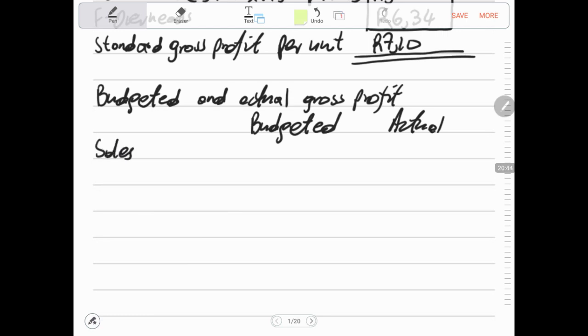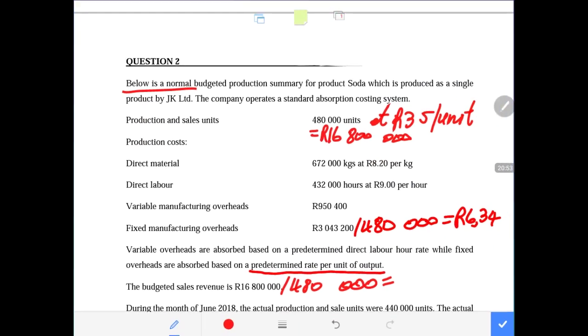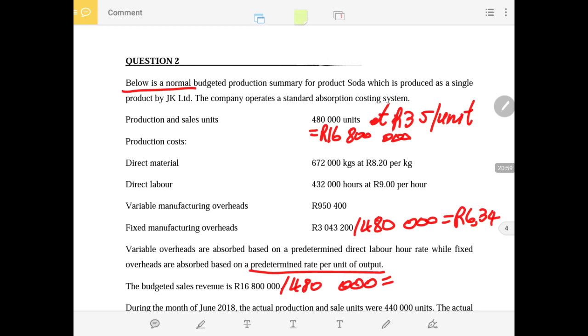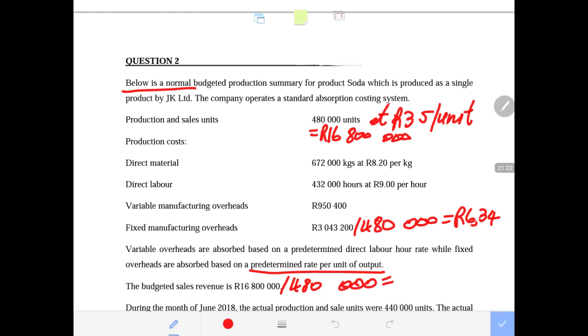Then we have our sales, and our sales budgeted were 16,800,000 rands. Please be mindful of this. In the previous question they said all stocks are valued at standard cost. That was the previous question I did. Please do go and watch that video. But for this one they were silent, meaning stock is valued according to the cost that relates to that period. Now we have our sales calculated for us: 16,800,000 rands.